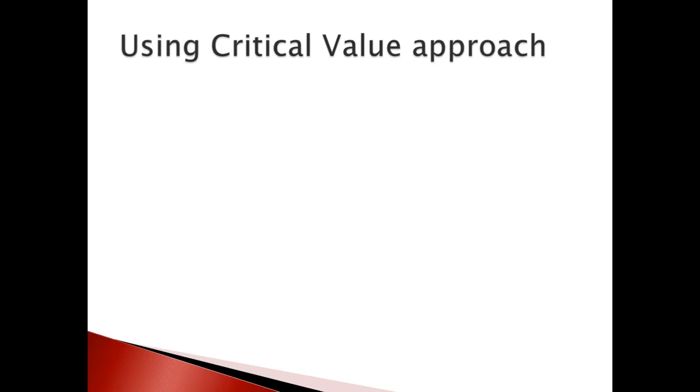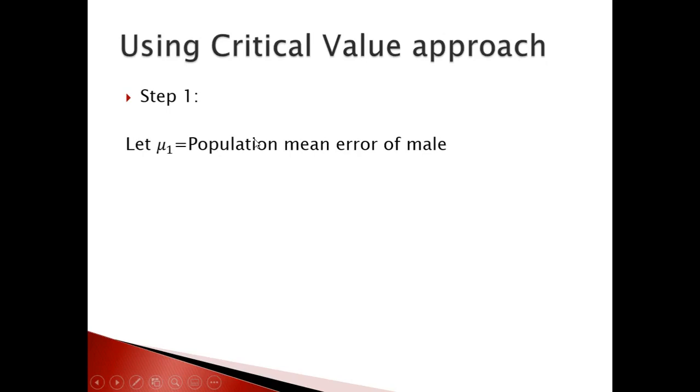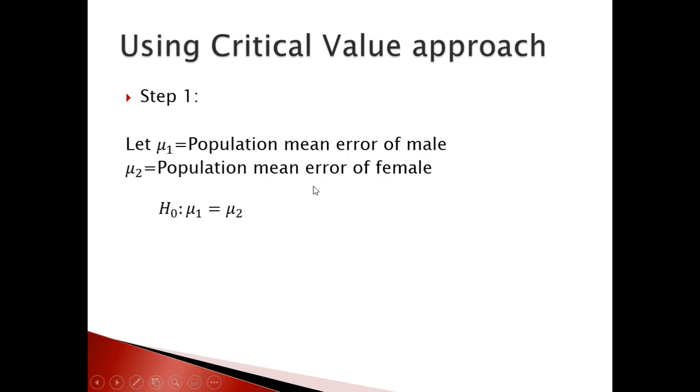Okay, using the critical value approach, how do we do this? Step 1: first we have to mention what my mu1 and mu2 are. That's really important. So I'm considering mu1 as the population mean error of males and mu2 as the population mean error of females. Then I define my null hypothesis and alternative hypothesis. H naught is mu1 equals mu2 and my alternative hypothesis is mu1 less than mu2. Next step, define the significance level. They have given a 10% significance level, which means my alpha equals 0.1.